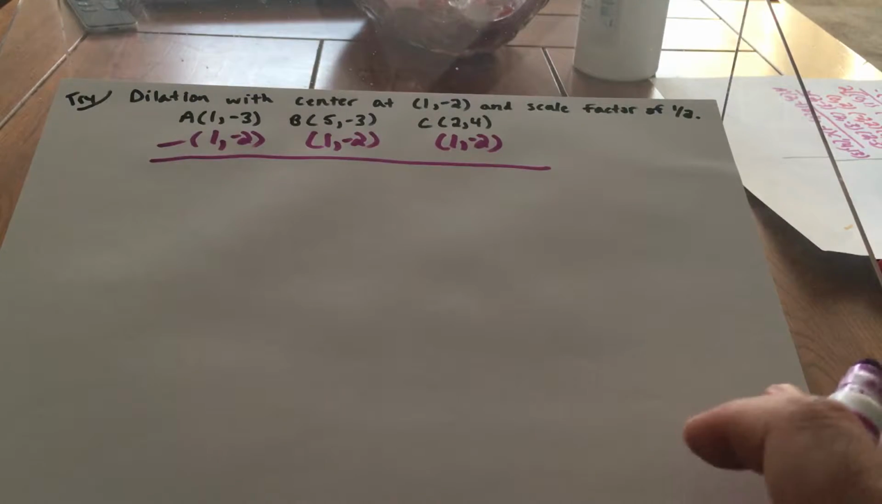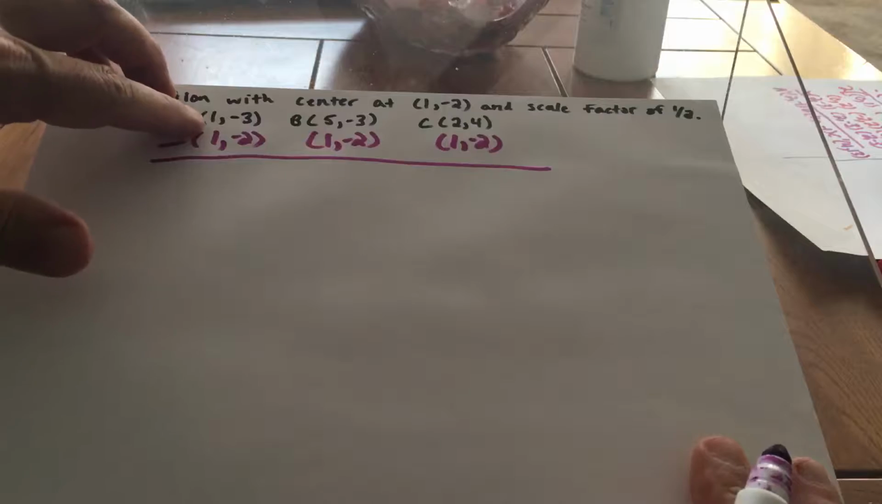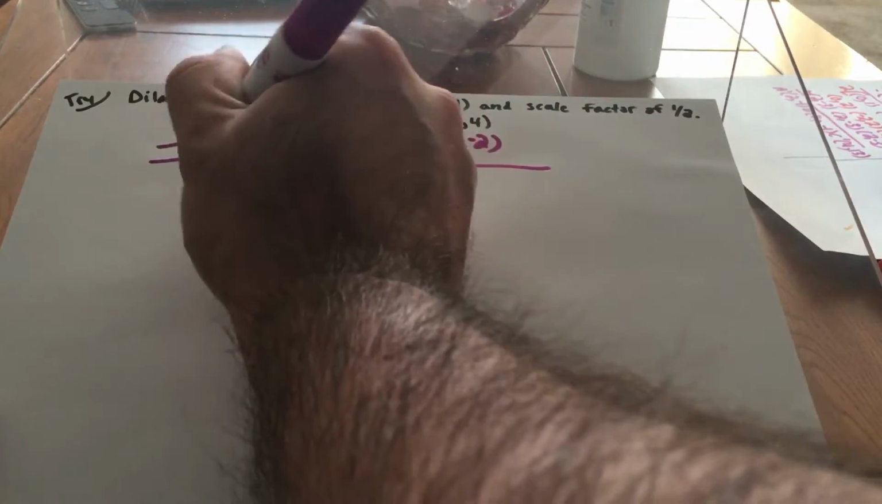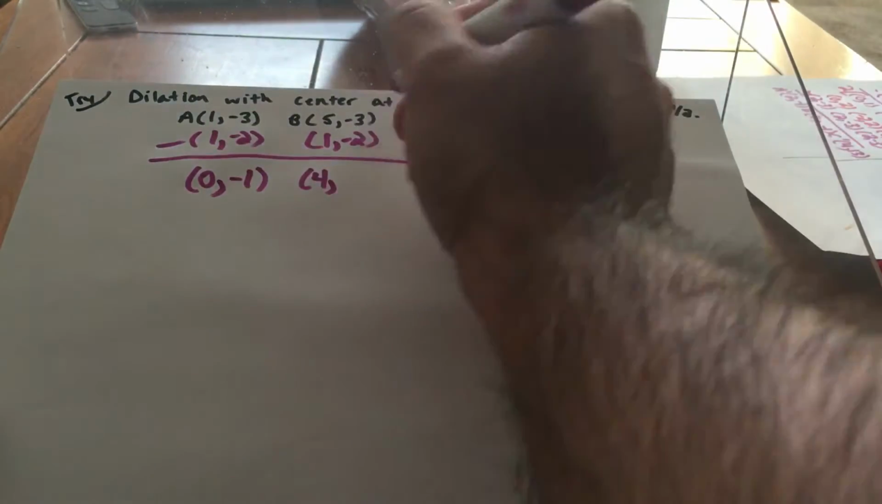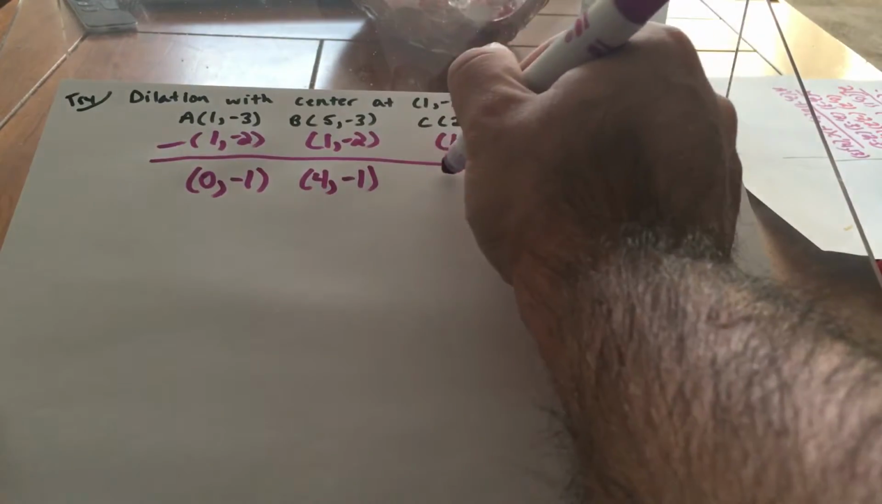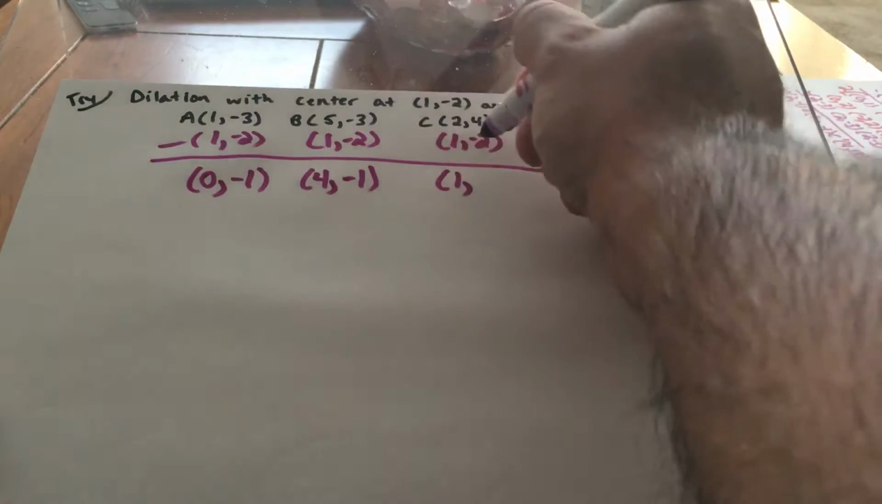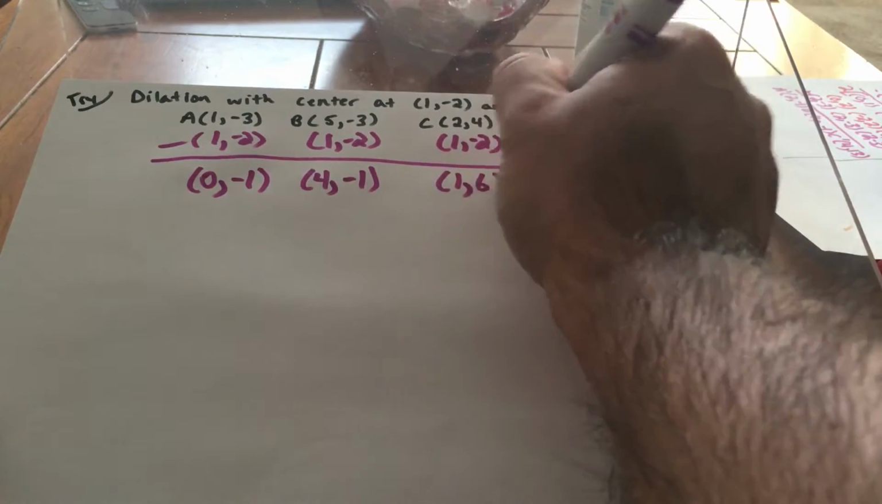So this 1, -2 is going to be subtracted from all these points. Big minus. Okay, so with point A, it's 1 minus 1, which is 0. -3 minus a negative is plus, so that's going to be plus 2, which is -1. 5 minus 1 is going to be 4. -3 minus a -2, or plus 2, is going to be -1. And then we've got 2 minus 1, which is going to be 1. And then 4 minus a negative, which becomes plus, is a 6.